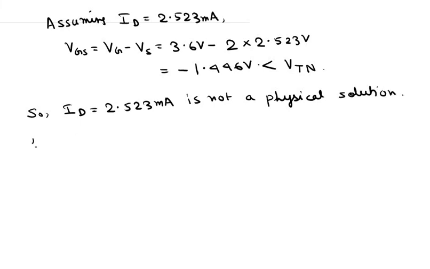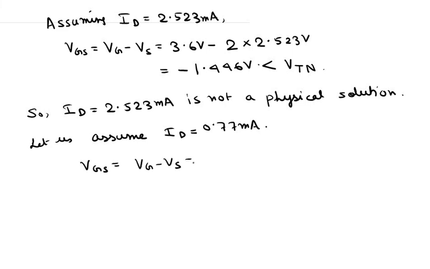Okay, now let us assume the other solution for ID. The other solution was ID equal to 0.77 milliamperes. In this case, VGS is again equal to VG minus VS. VG was 3.6 volts and VS is 2 into ID, so 2 into 0.77 volts actually, because this 2 is basically the source resistance RS, so this is 2 kilo ohms.